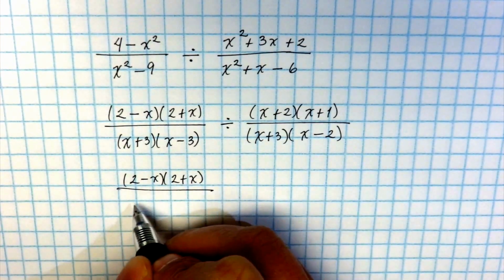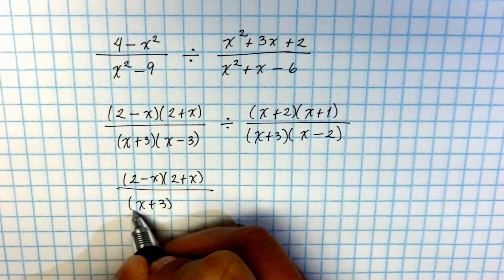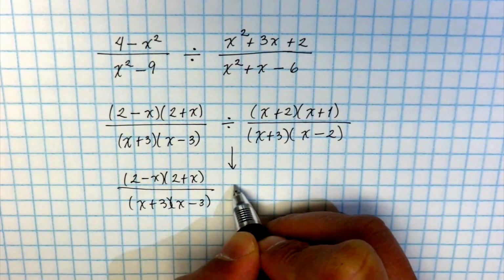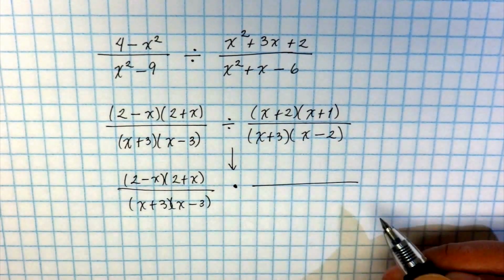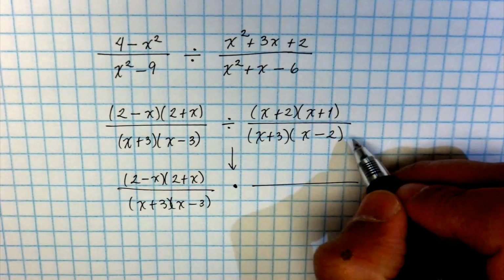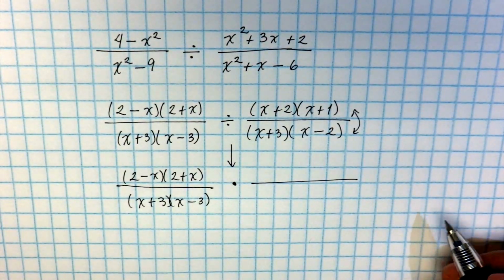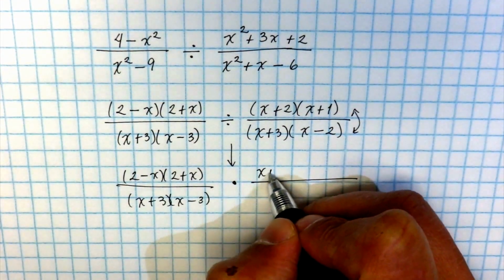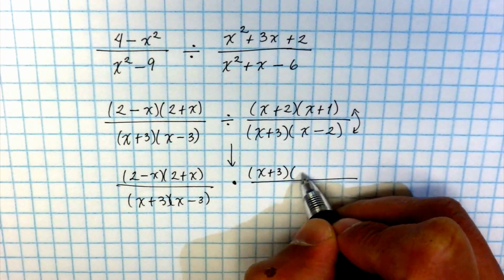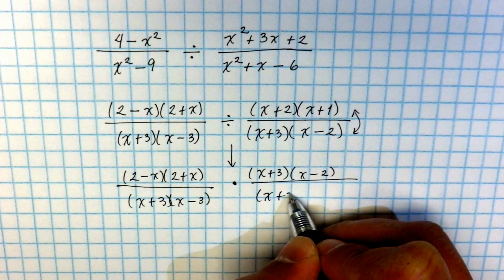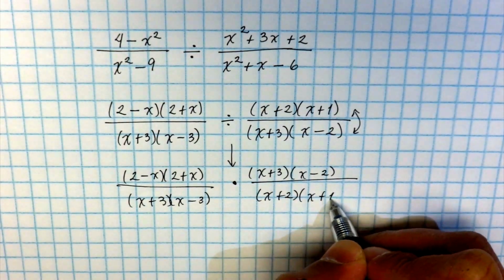We got that, x plus 3 on the bottom, x minus 3. Change the division to multiplication. Now one of these is going to go up, the other one is going to go down. You're going to get x plus 3 times x minus 2 on the numerator. On the denominator, you're going to have x plus 2 times x plus 1.